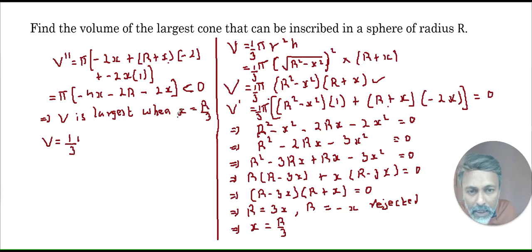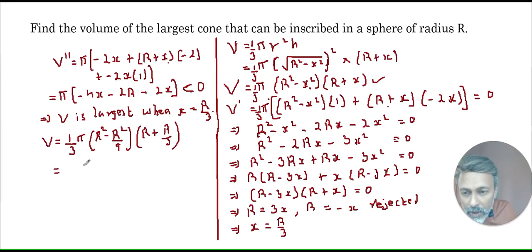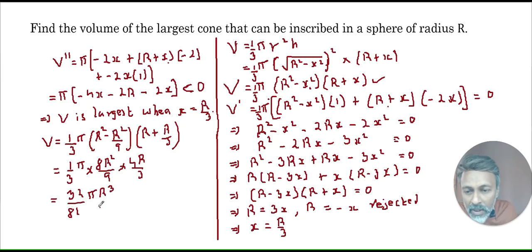Let's write this 1 upon 3 pi into r square minus x square. This form we are trying to write, which is r square minus x square. x is r by 3 here, which will be r square by 9 into r plus x, where x is r by 3, is equal to 1 by 3 pi into LCM is 8r square upon 9 into 3r plus r is 4r upon 3. We get the result as equal to 4 8s are 32, this is 81 pi r cube, r square into r.